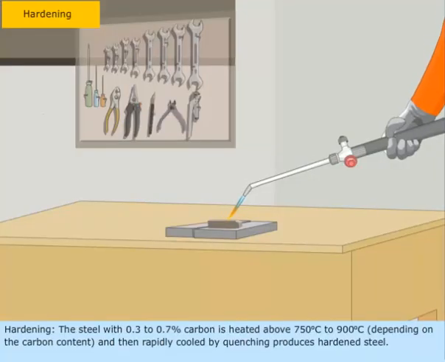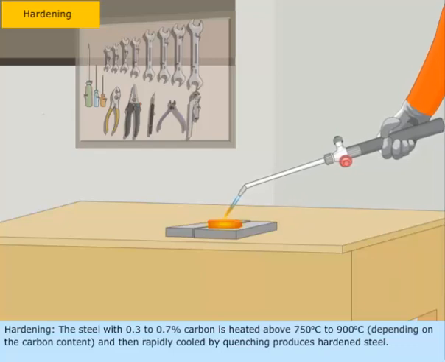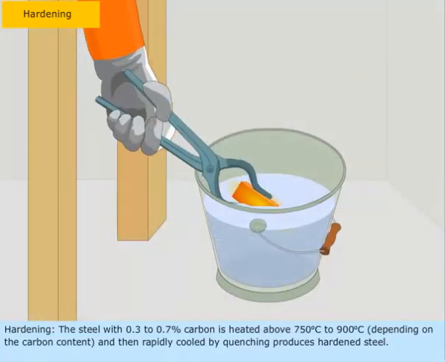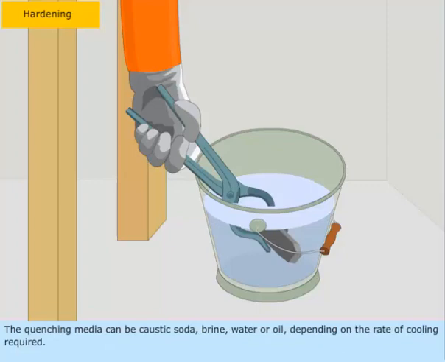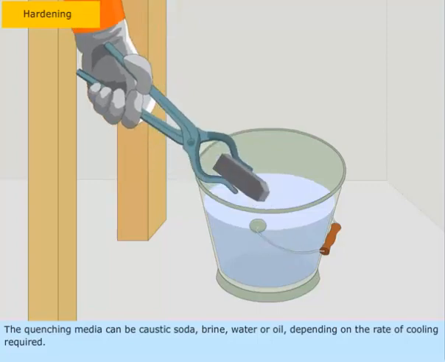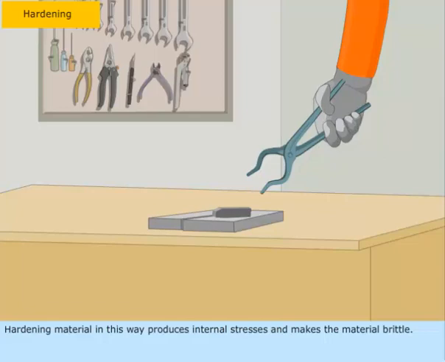Hardening. The steel with 0.3 to 0.7% carbon is heated above 750 degrees Celsius to 900 degrees Celsius, depending on the carbon content, and then rapidly cooled by quenching, which produces hardened steel. The degree of hardness depends on the carbon content of steel, quenching media, and the quenching temperature. The quenching media can be caustic soda, brine, water, or oil, depending on the rate of cooling required. Hardening material in this way produces internal stresses and makes the material brittle.